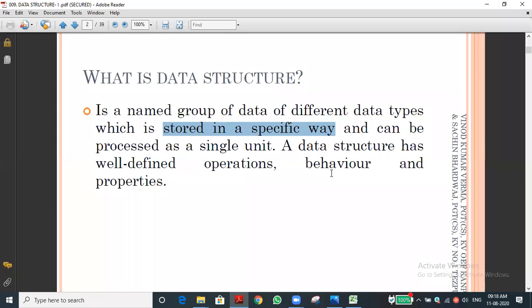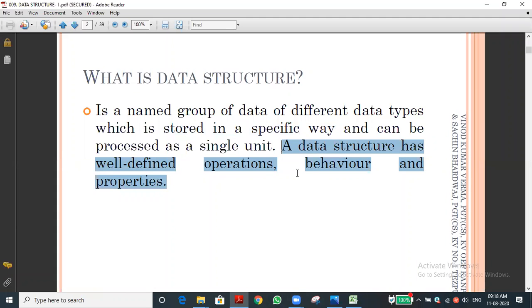But string, integer, float or boolean is a single unit, having only one memory space. Could you understand? This is the definition: a data structure has well-defined operations, behavior, and properties. Well-defined operation means how the data gets operated. Behavior means if you do the operation, how it will behave and give the output. Properties means how we need to store and how we need to access.